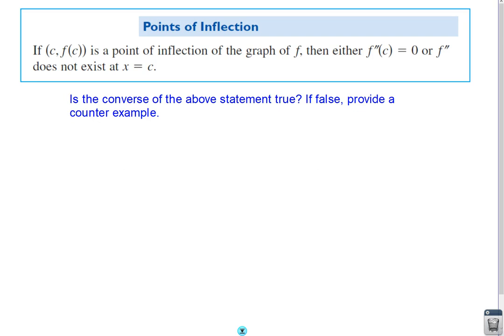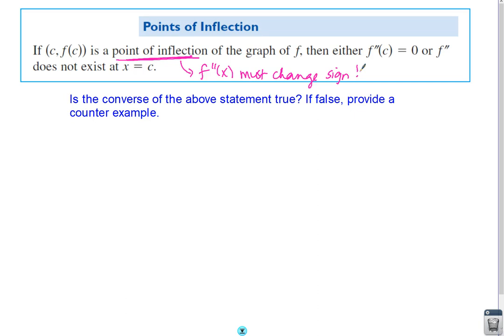Another thing that I like to add on here: if it's a point of inflection, yes, these two things are true. In order for something to be a point of inflection, f double prime of x must change sign. It is possible for these two things to be true and it to not still be a point of inflection.